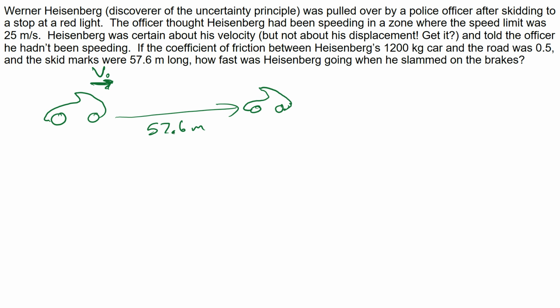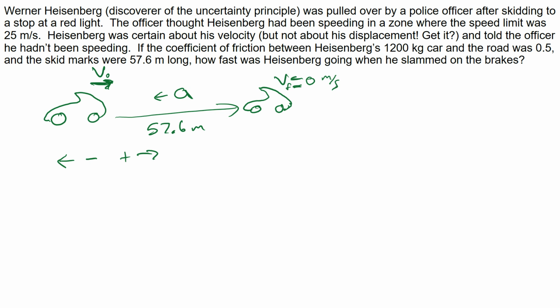Well, the first thing I notice here is while the car is slowing down, there's an acceleration that's pointing backwards. That's why the car is slowing down. So I'm going to define my positive direction as pointing to the right and my negative direction as pointing to the left. Once the car has come to a complete stop, we know its velocity is going to be 0. So velocity final is 0 because that's when the car has already stopped.